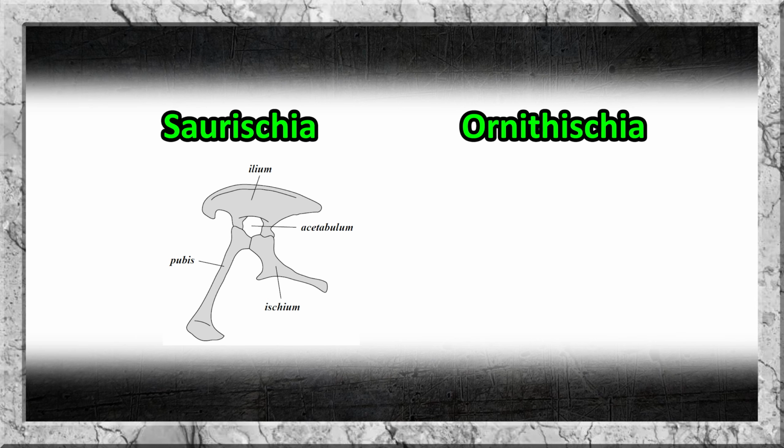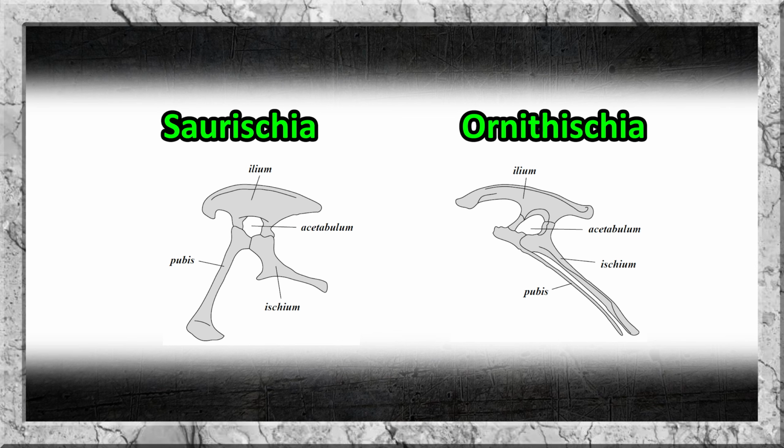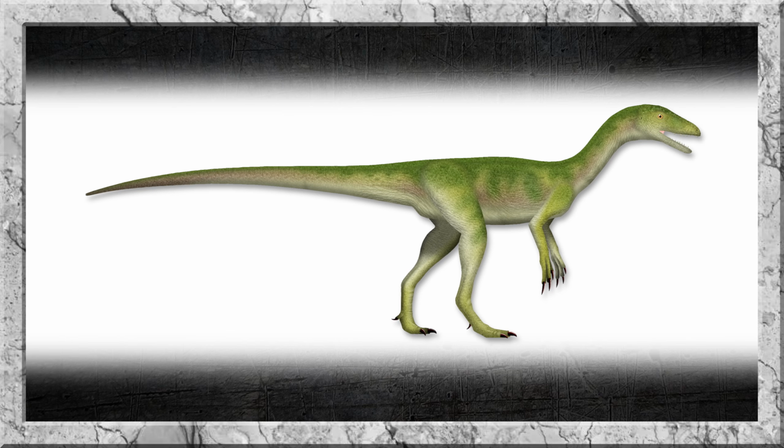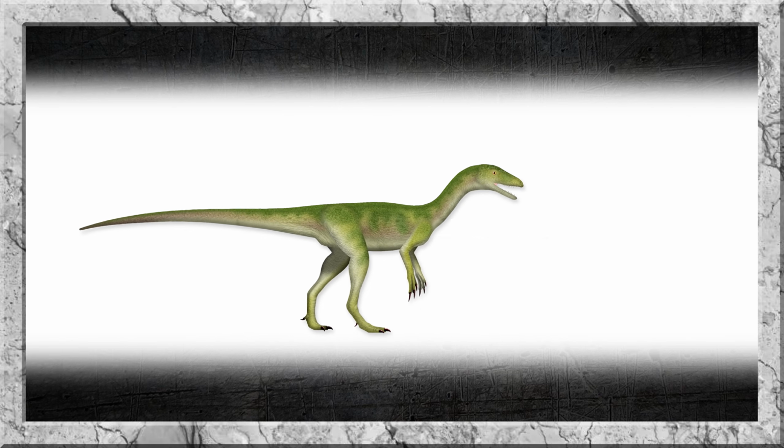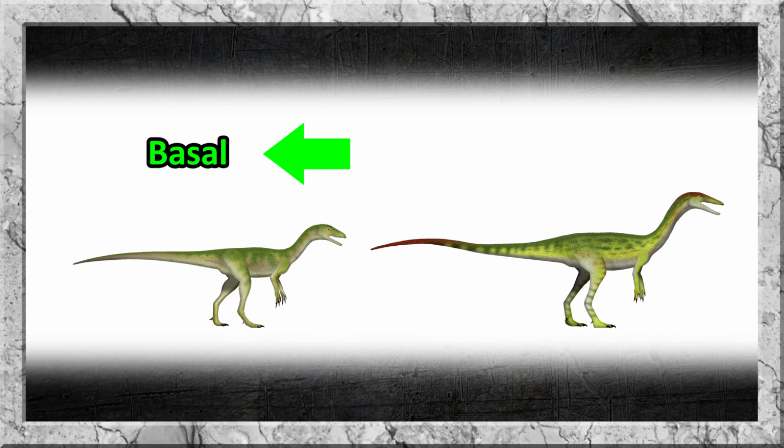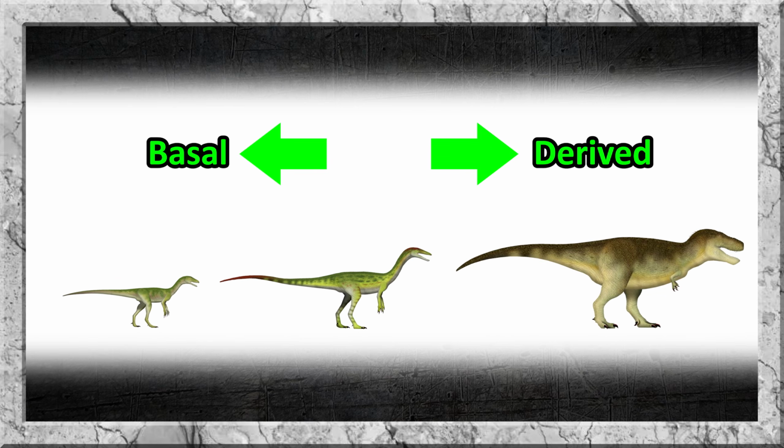Saurischians and ornithischians are differentiated by the arrangement of their hips. Superficially, they resemble the hips of lizards and birds, respectively. Try to guess which ones evolved into birds. It might not be the one you'd assume. In the Triassic, all dinosaur species were pretty close to their basal form. Basal means they're still closely related to and resemble the ancestors they descended from. Further down the line, you'd say they're more derived.